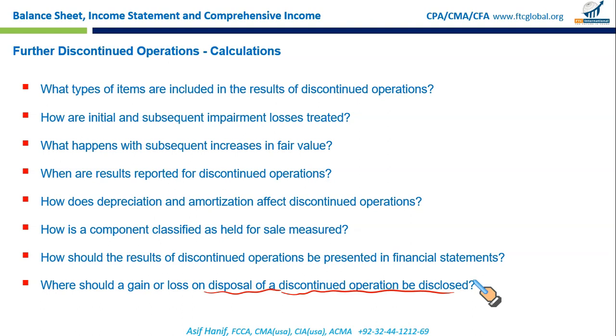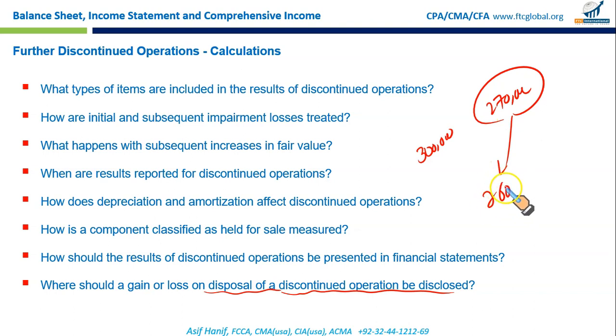Suppose in the previous example we were discussing, our carrying amount was 300,000, and fair value minus cost to sell was 270, right? What happened? We sold it at 260. So this was the amount that we were reporting. Sale proceeds 260. The difference, $10,000, is the loss on disposal. So this loss is shown separately on the income statement under the discontinued operation, or it may be reported in the notes to financial statements. We just discussed this a little while ago.